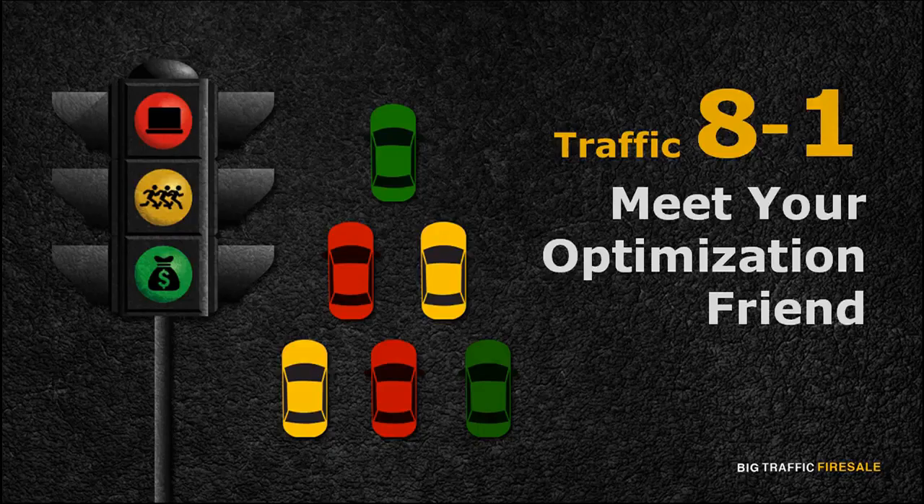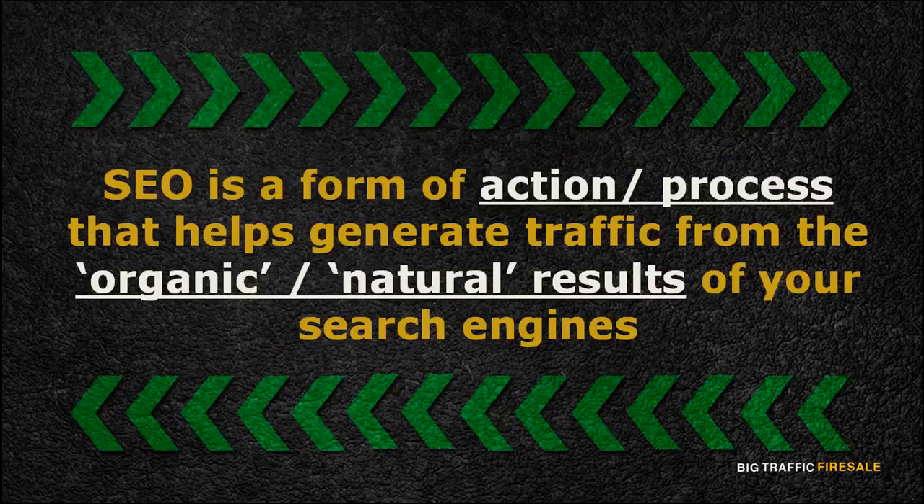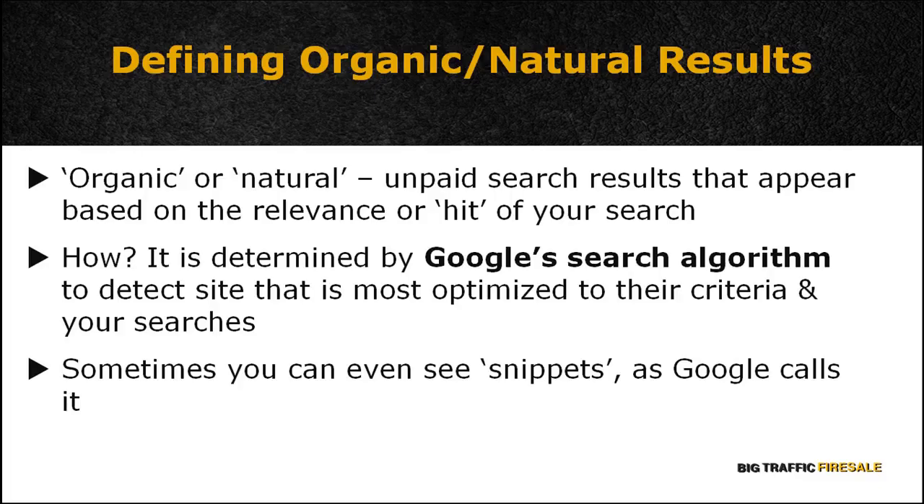Time for you to meet your optimization friend, the SEO. SEO is a form of action or process to generate traffic from the organic or natural results of your search engines. Organic or natural results are unpaid search results based on the relevance or hit of your search. These results are determined by Google's search algorithm to detect the site most optimized to their criteria and your search. Sometimes you can even see snippets, as Google calls them, from an optimized site.